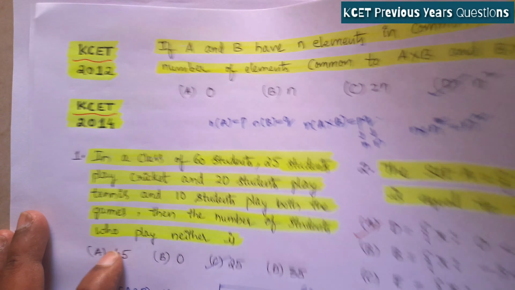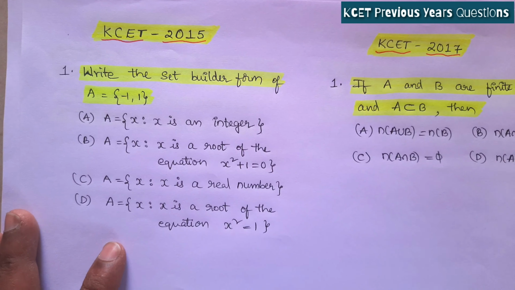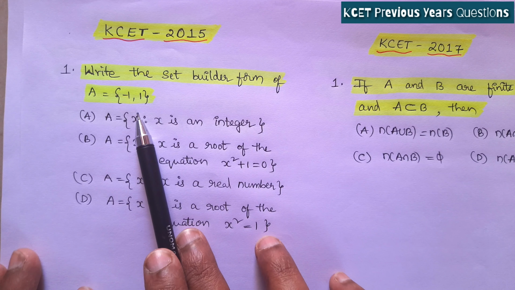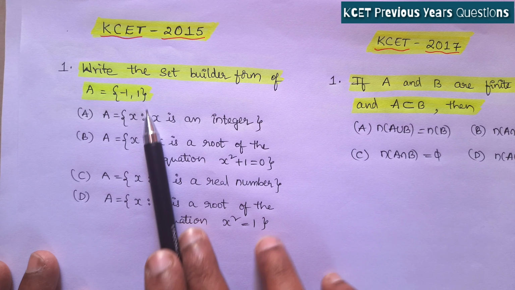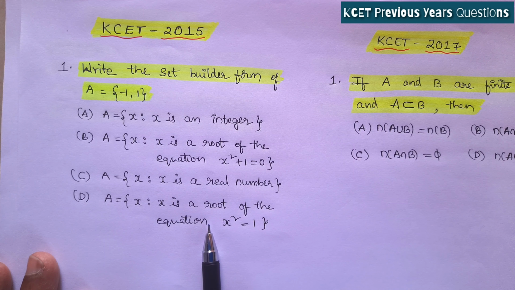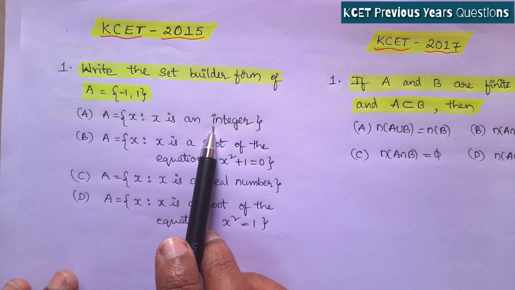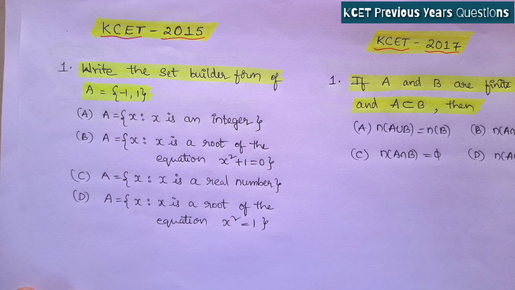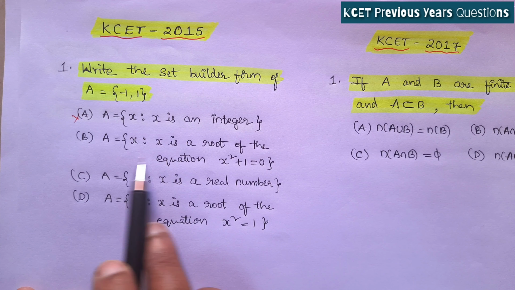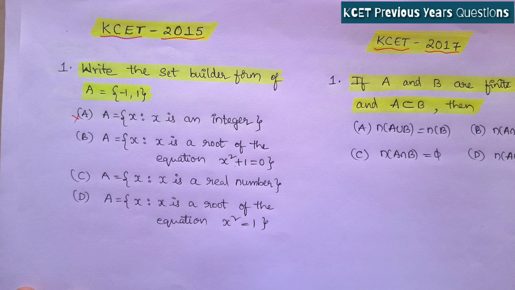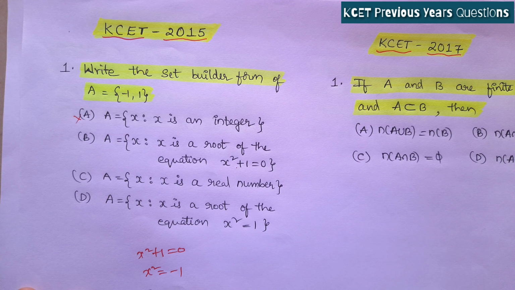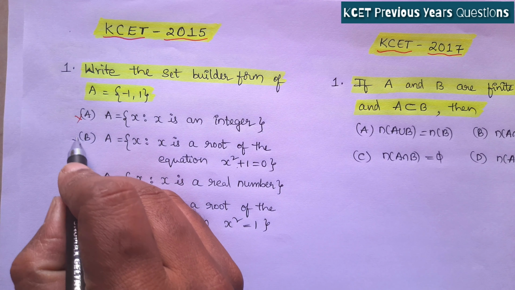Next we will move to the 2015 question. Here the question is: write the set builder form of A equal to minus 1 comma 1. Set builder form means we have to write it in terms of a rule. If you observe, x is an integer. Integers means not only minus 1 and 1, there should be an infinite number of numbers. So option A is wrong. Next, option B, x is a root of the equation x square plus 1 equal to 0. x square plus 1 equal to 0 means x square equal to minus 1, and x equal to root of minus 1, we cannot find the roots for this. So the second option is also wrong.